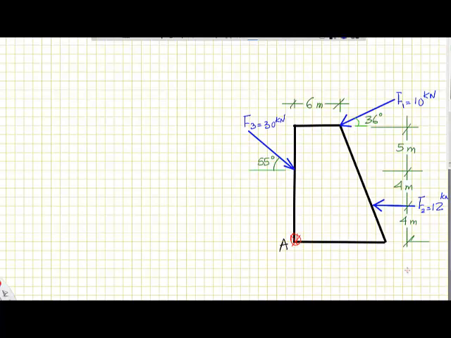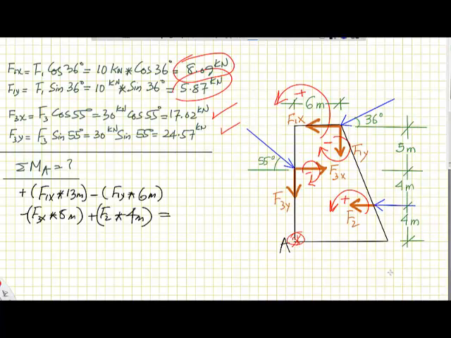In this question, I would like to calculate the sum of all moments about point A. These moments are generated by forces F1, F2, and F3. And from the definition of moment, we know we need the force and the perpendicular distance between the force and the point of rotation.